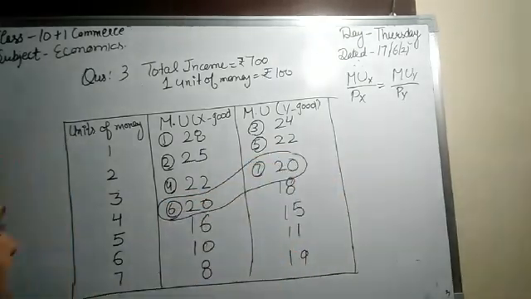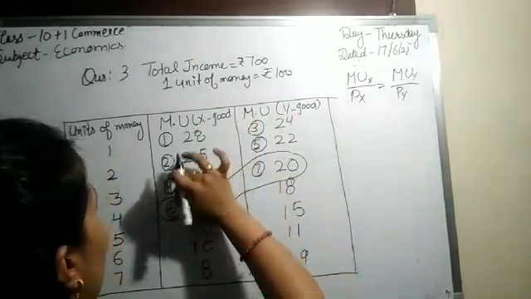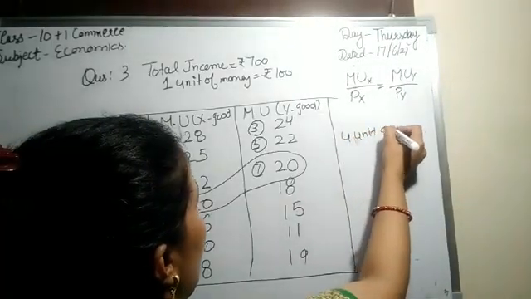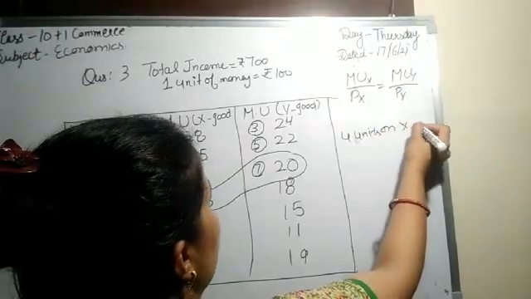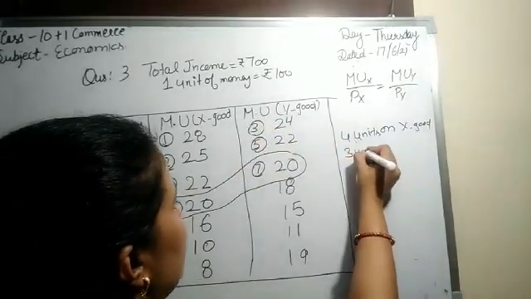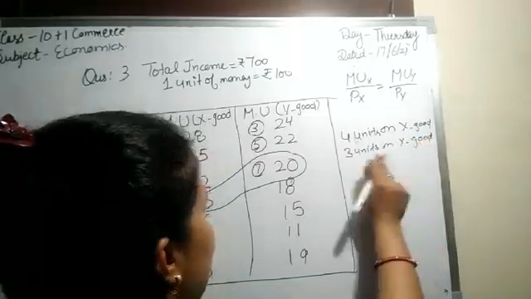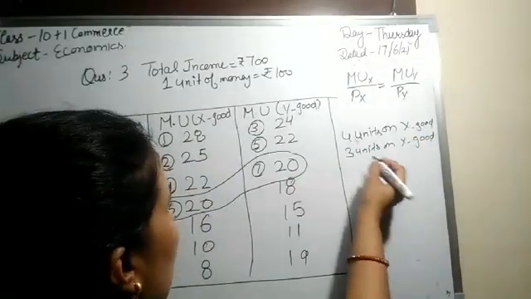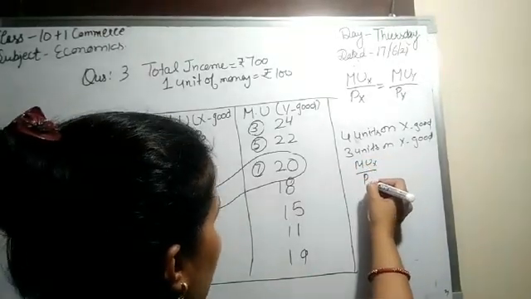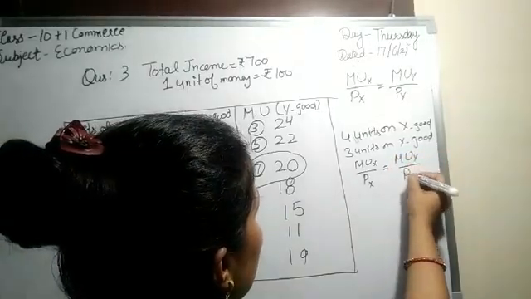Okay, so we can say that when the consumer spends 4 units on X good and 3 units on Y good, at this situation the marginal utility of X upon its price is equal to the marginal utility of Y commodity upon its price.